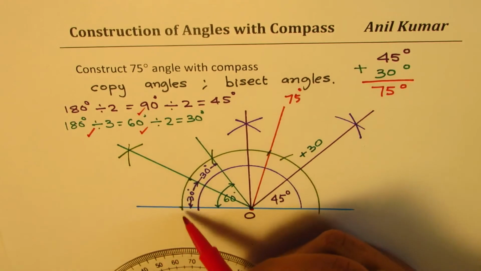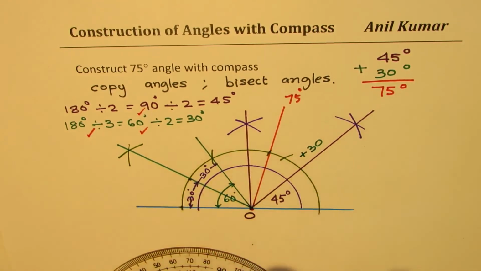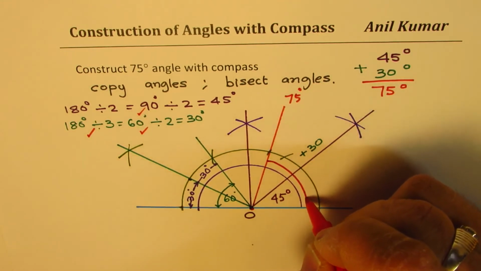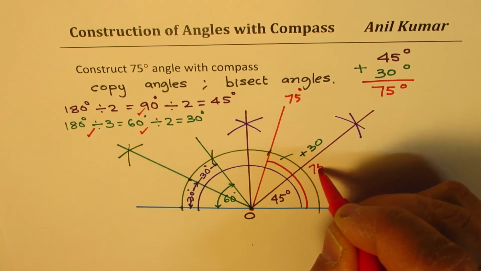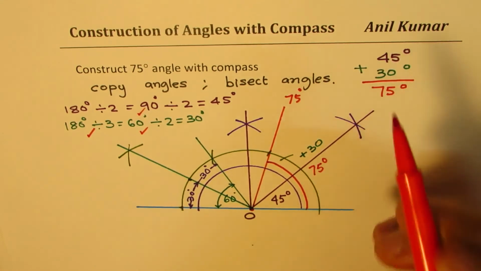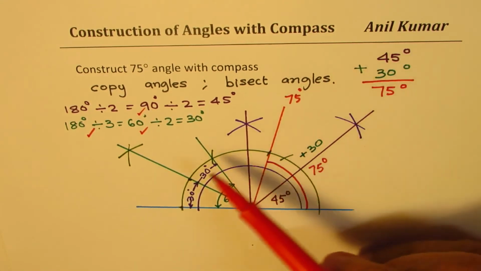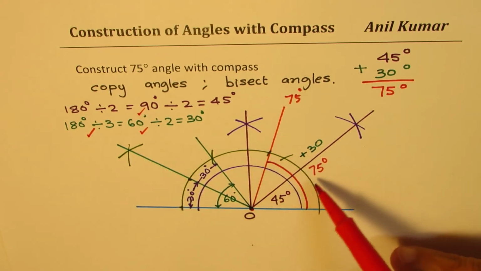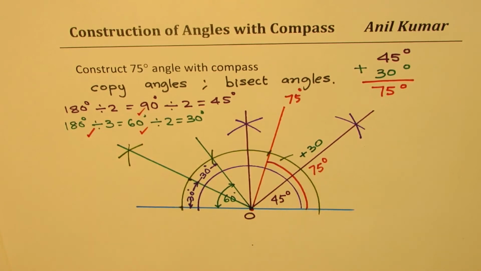Well, there could be some errors in just copying it, but I hope you understand the whole process. So finally, we get this angle, which is 75 degrees. And how did we get it? We actually copied 30 degrees from a separate place over the 45 degrees to get 75 degrees. Does it make sense to you? So you once again learn how to bisect the angles, copy the angles, and create what you want.